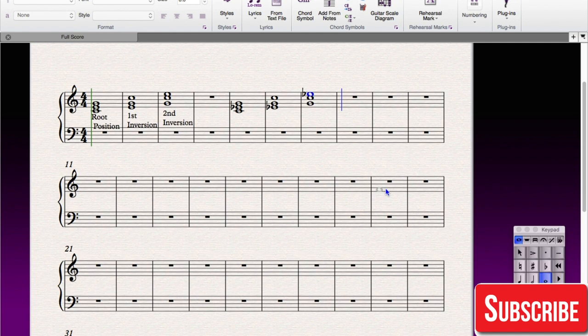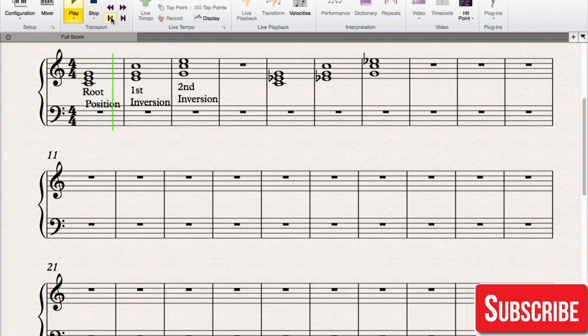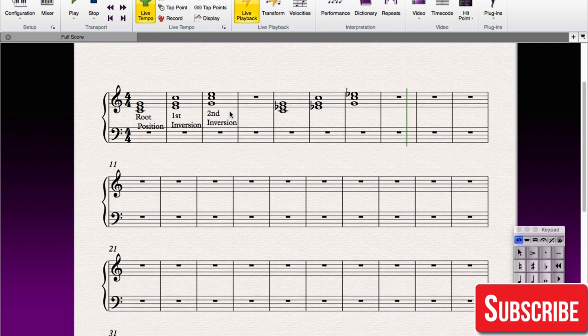All right, so I want you to listen to how this chord sounds. From the first chord as root position, first inversion, second inversion, and then we move on to the minor chords, again root position, first inversion, second inversion. So that is your root position, first inversion and second inversion. They sound almost the same. And here's your minor and your first inversion and your second inversion. Okay, so this is pretty much all you need to know about root position, first inversion, and second inversion.